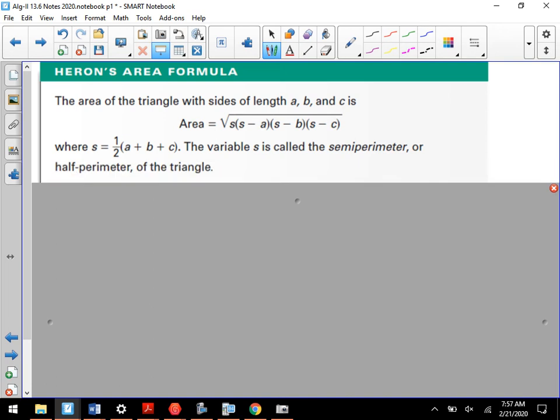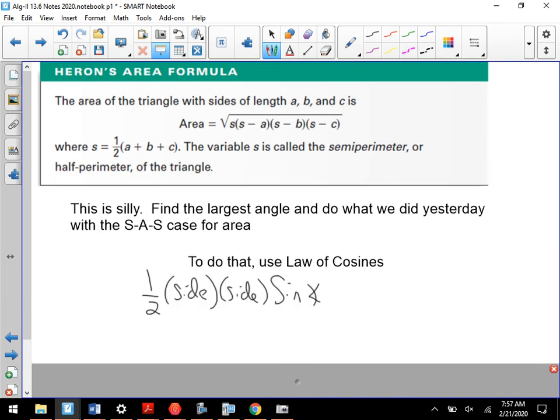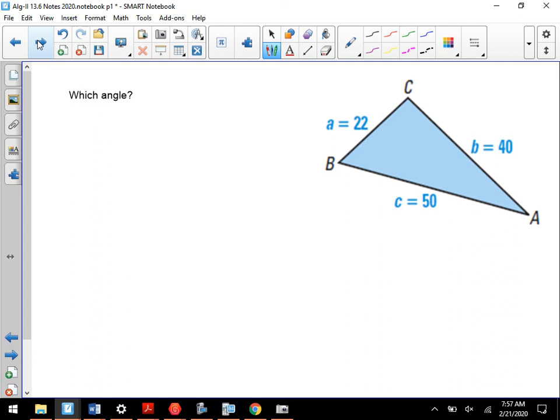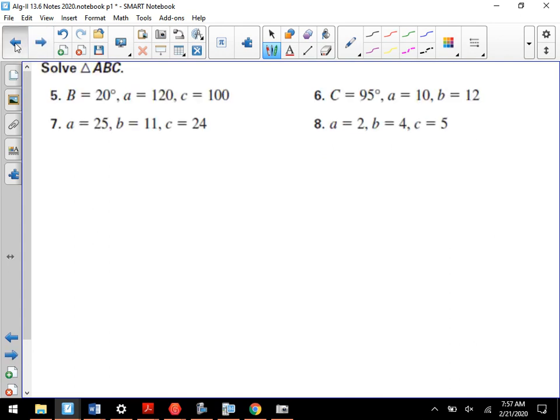This is stupid. Use law of cosines, get the angle in between and use that. It is silly. Would you want to try and do that? I have to find the S value and then subtract it from each of the side values, multiply it all together, and then take the square root. It's just not going to be fun. So, like I said, don't use Heron's formula. It's the dumbest thing ever made.